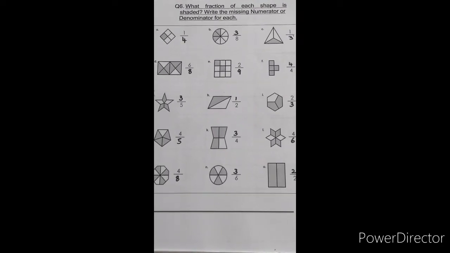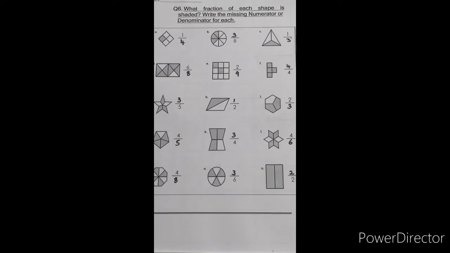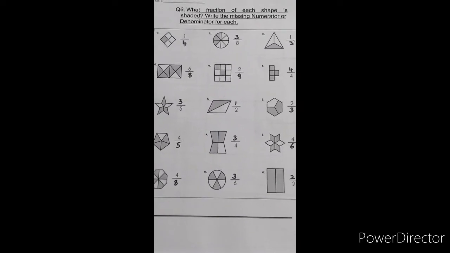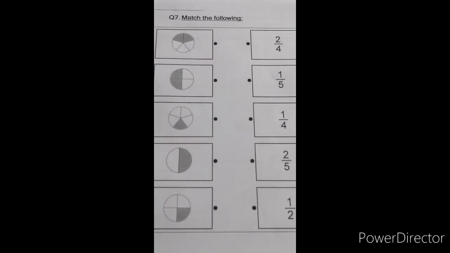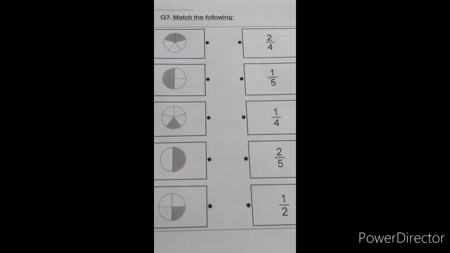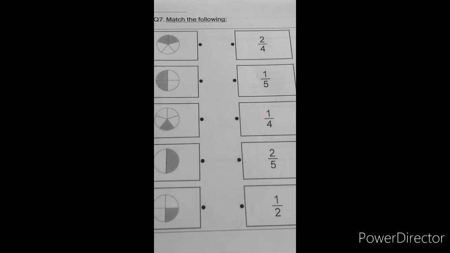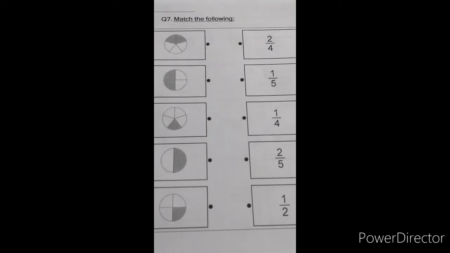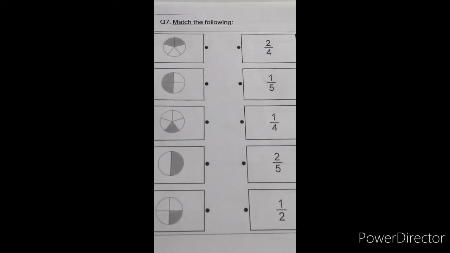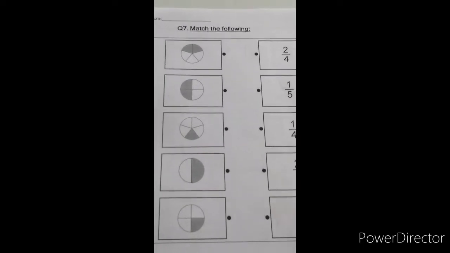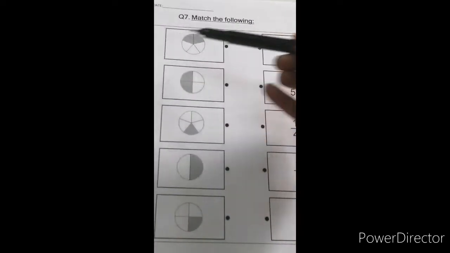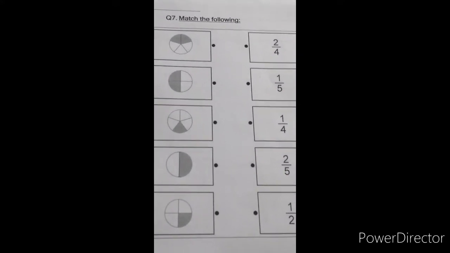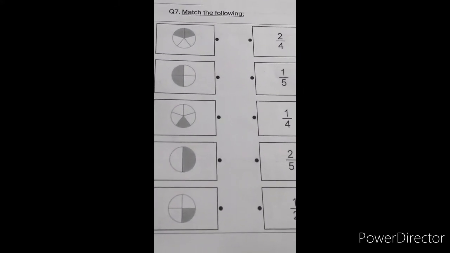Now let us move on to the last exercise. That is match the following. Page number 60. In this you have to match the shaded figure with the correct fraction. Okay, what fraction this picture represents, that you have to shade. For that, first let us write all the fractions for these in the side. Then it will be easy for us to shade. Shall we do like that? Come on.